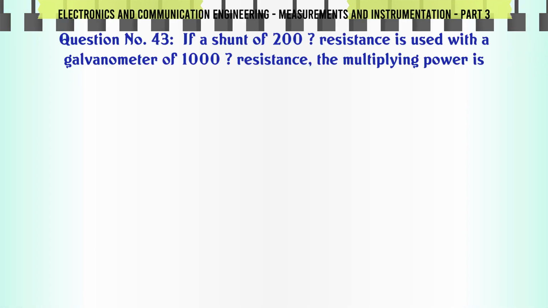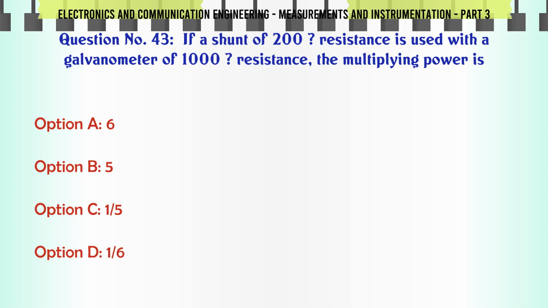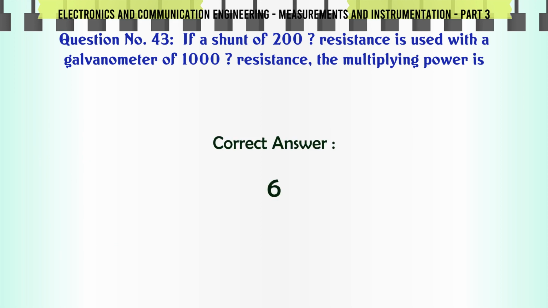If a shunt of 200 ohms resistance is used with a galvanometer of 1000 ohms resistance, the multiplying power is: A, 6; B, 5; C, 15; D, 16. The correct answer is 6.